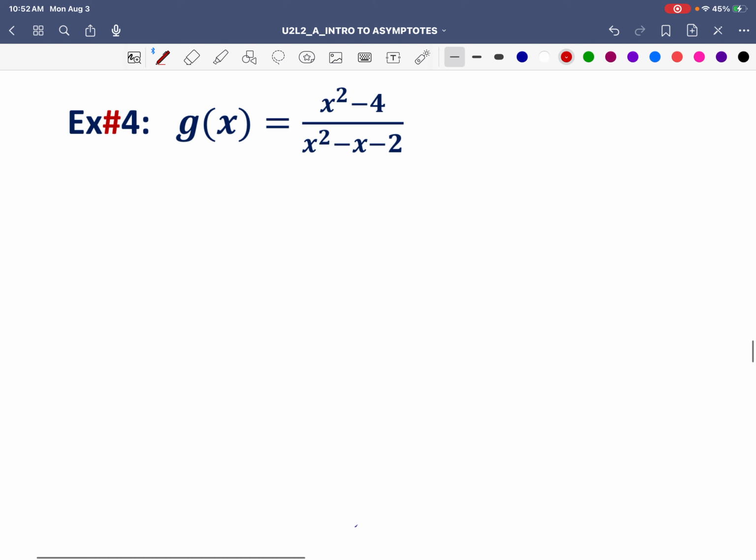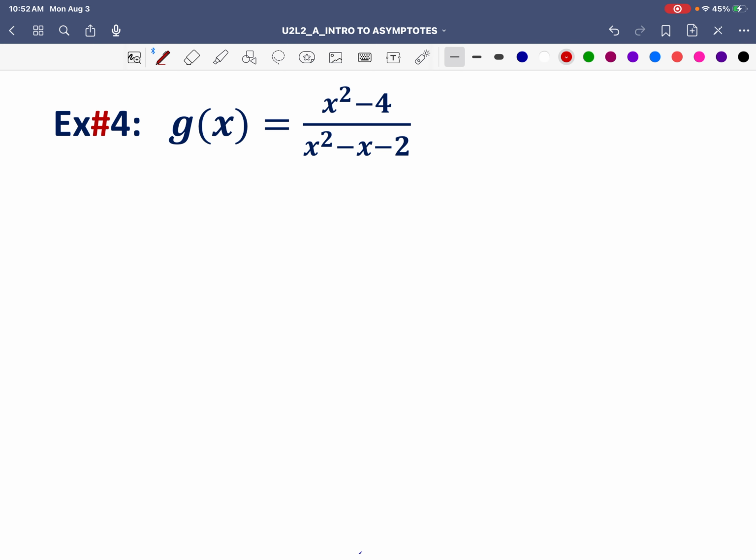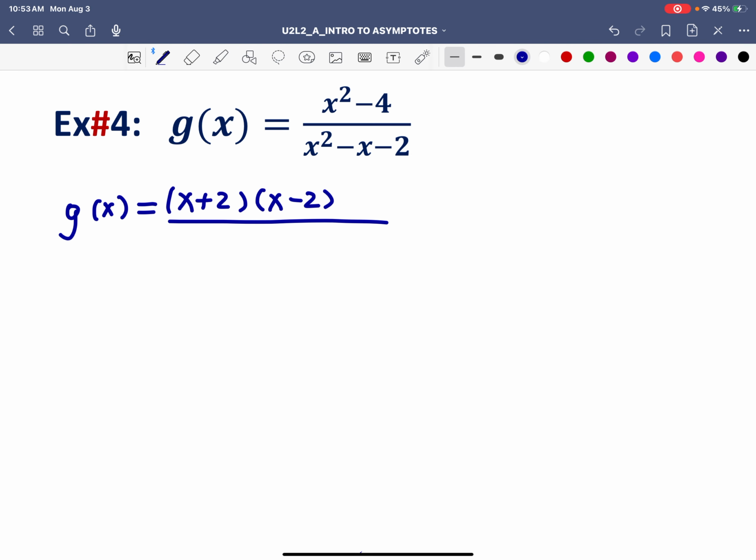Let's move on to the next example. Every example is slightly different. So g(x) equals x squared minus 4 over x squared minus x minus 2. So I will try to factor first. Numerator: x plus 2, x minus 2. And denominator in factored form: x plus 1, x minus 2.